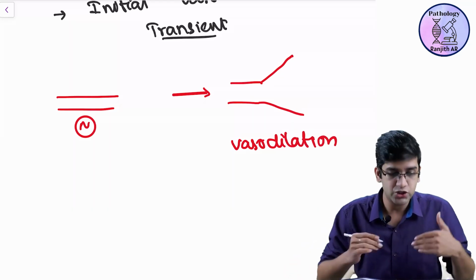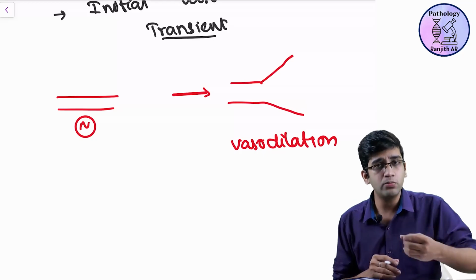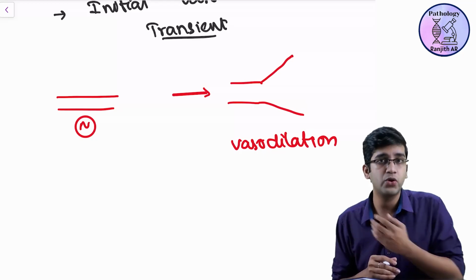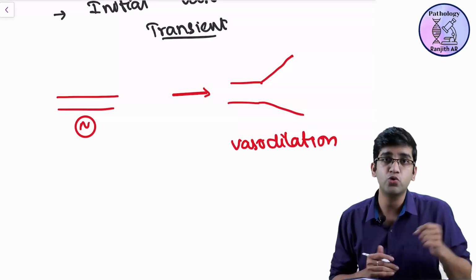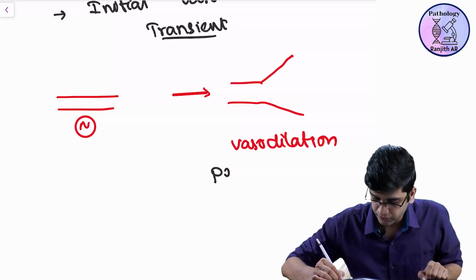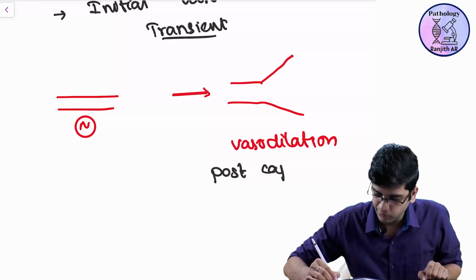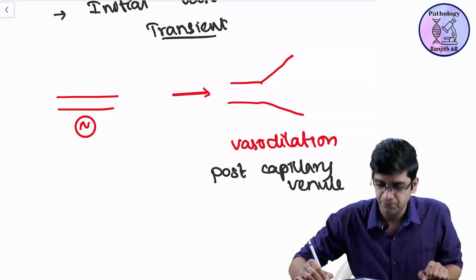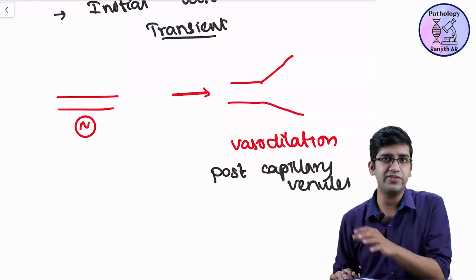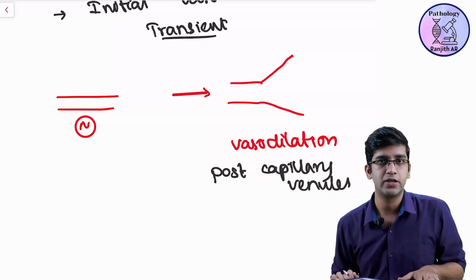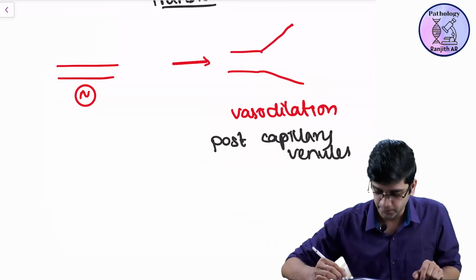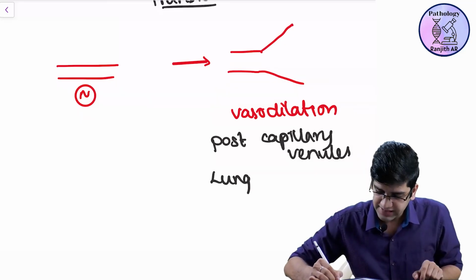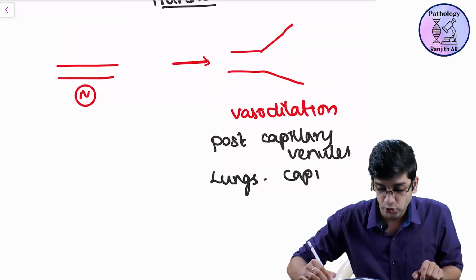This vasodilatation, and almost every change we are going to see in inflammation, is most commonly seen in post-capillary venules. Not only vasodilatation, your increase in vascular permeability, everything is commonly seen in post-capillary venules, except in one organ, which is the lungs. In lungs, it happens in capillaries. I'll also tell why.